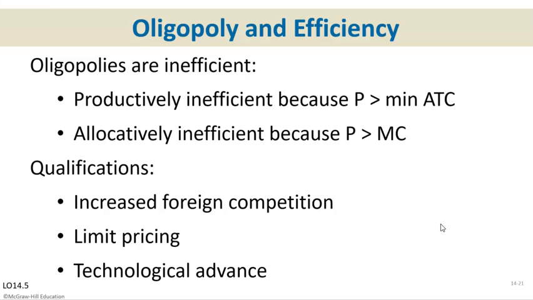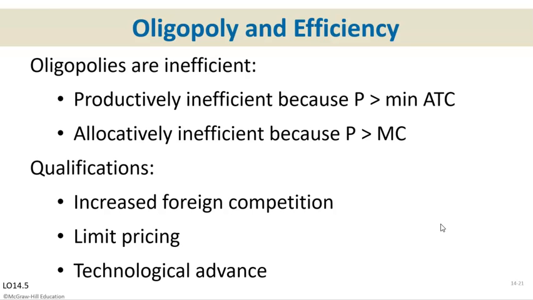We talked about limit pricing earlier, but what oligopolists will do is sometimes they will purposefully lower the price below that profit maximizing point to try to keep out new firms from entering the market. And if an oligopoly is using limit pricing, that is actually making the oligopoly more efficient because the prices are lower and they'll be producing more.